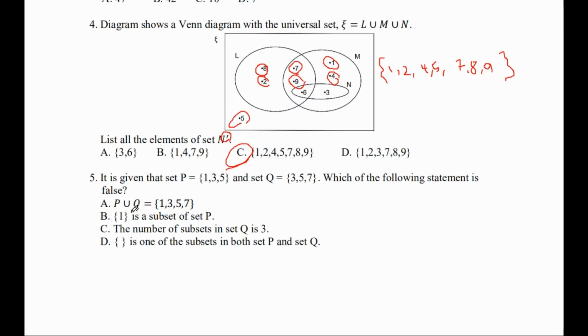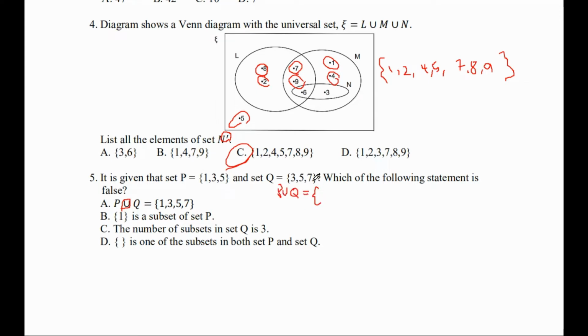Number 5. P equals 1, 3, 5, and Q equals 3, 5, and 7. Which of the following statements is false? Okay, P union Q. Union means combine. So we combine the numbers in these two sets.